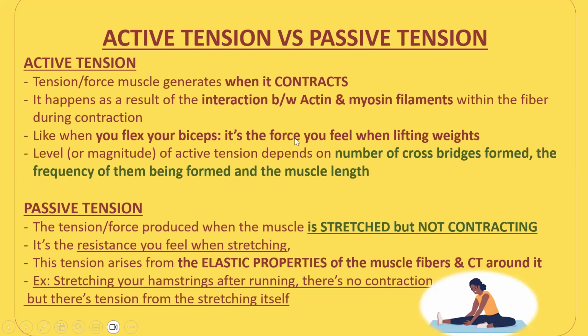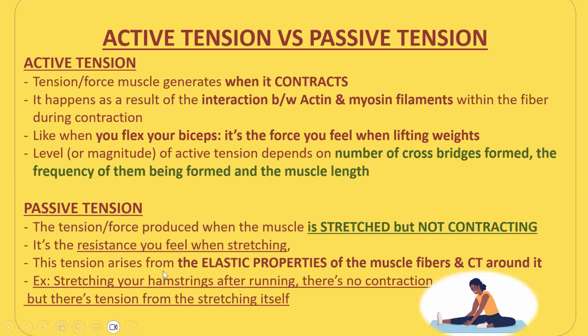Let me give you an example. You are curling your biceps, but only midway, not the entire curl. If you are bending it midway, that means you are not contracting it to the fullest. If you contract it to the fullest and curl the entire way up, your active tension increases because the number of cross bridges increased, since you contracted your muscle more. So active tension is basically the amount of cross bridges happening between actin and myosin. If you increase the cross bridges, you increase the active tension.